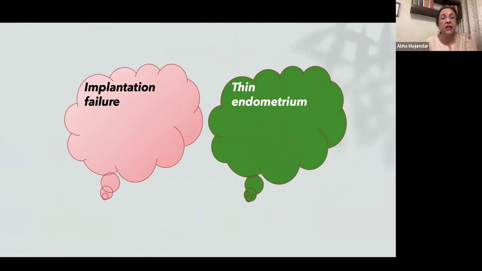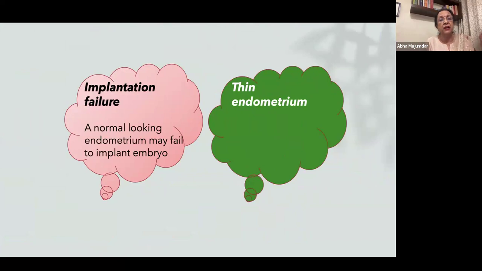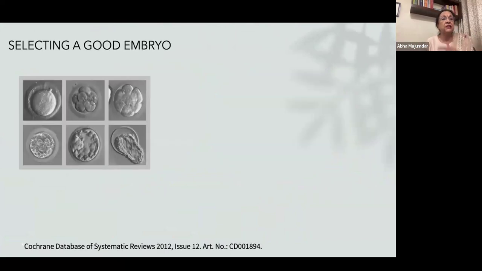And please remember, implantation failure and thin endometrium are not synonyms. A thin endometrium could implant very beautifully. Implantation failure could happen in an absolutely normal looking endometrium. So then we come to the second important factor, whereas I would say the first is the endometrium and the uterus is the second: selecting a good embryo.